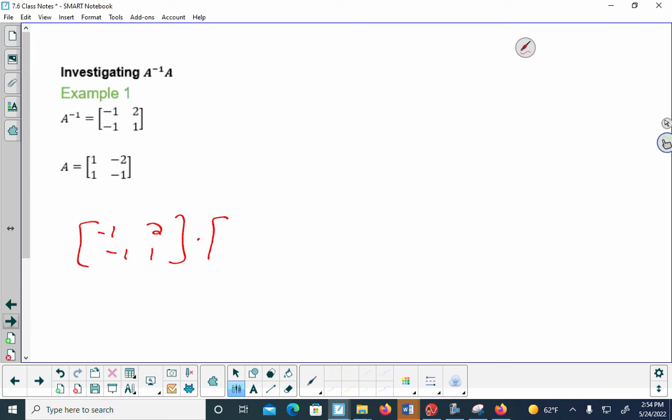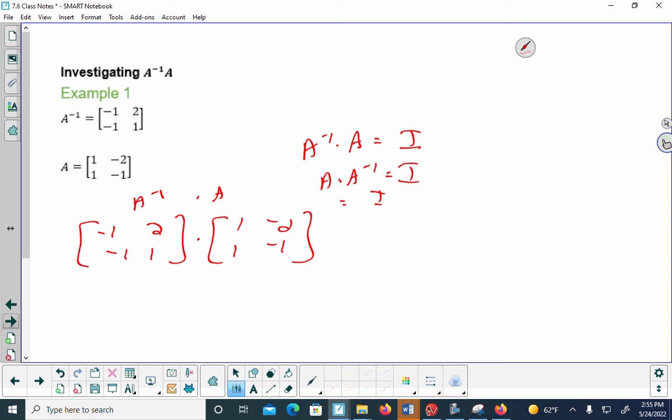and multiply it by this. What's fun is that this is the only time the order of multiplication doesn't matter. If I take the inverse of A times A, I'm going to get the identity. If I take A times the inverse of A, I'm also going to get the identity. They're inverses of each other. So it doesn't matter that in this case I ended up taking the inverse times A, and if these two are truly inverses, I'm going to end up with the identity.